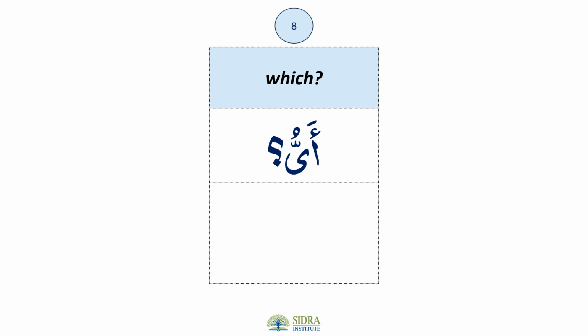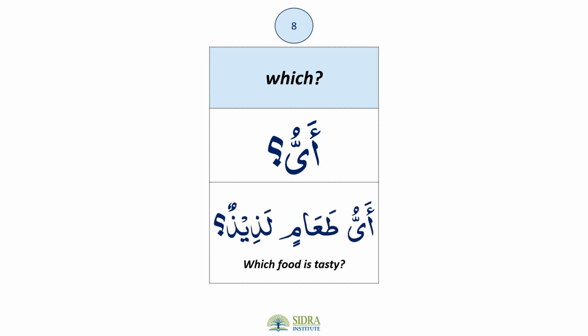Next we have أي. Repeat. أي. And it means which. For example, أي طعام لذيذ? Which food is tasty?